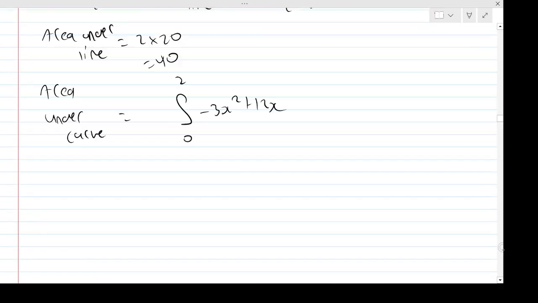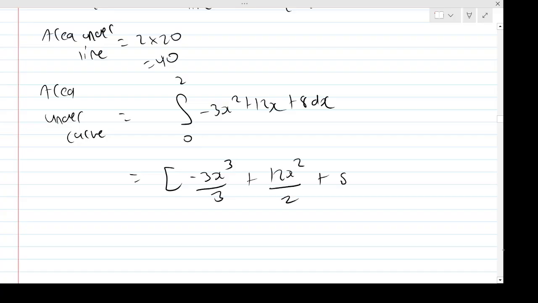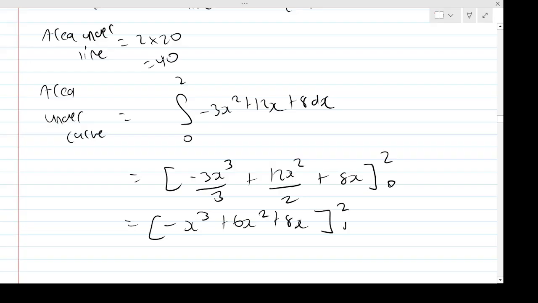Add 8. So then we just integrate that. If we integrate that, that would be minus 3x cubed divided by 3. Then 12x will go to 12x squared divided by 2. Then 8 goes to 8x, between 2 and 0. Actually, we can simplify the fractions because minus 3 over 3 goes to minus 1, minus x cubed, then 12 over 2 goes to 6, so 6x squared, add 8x between 2 and 0.